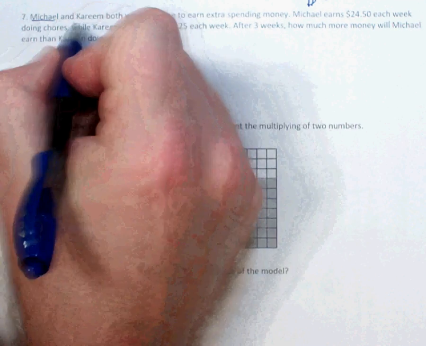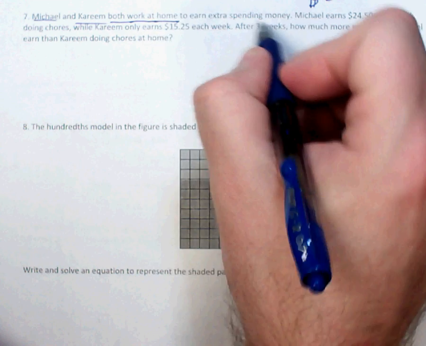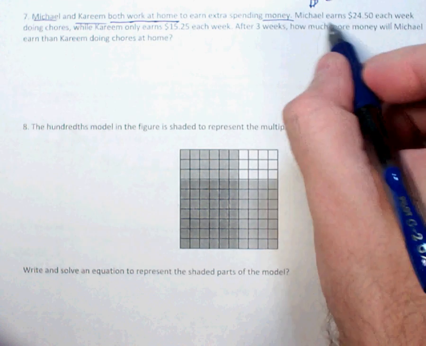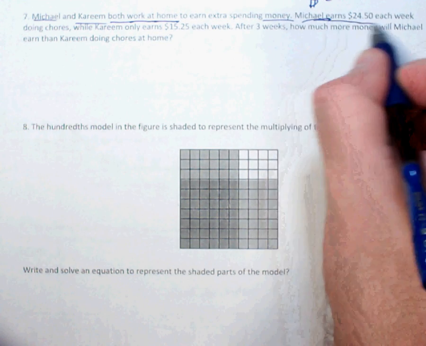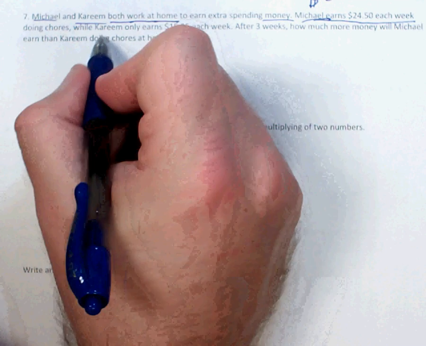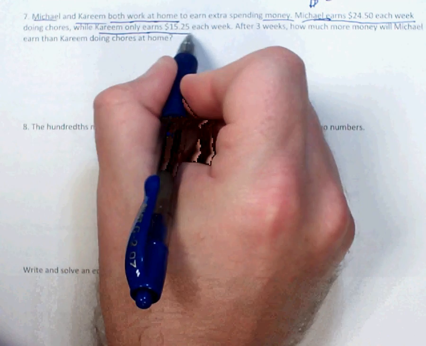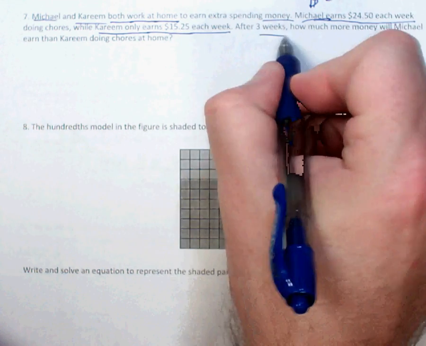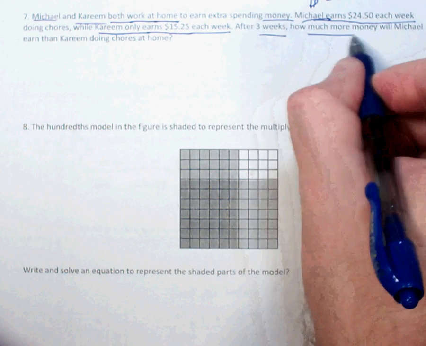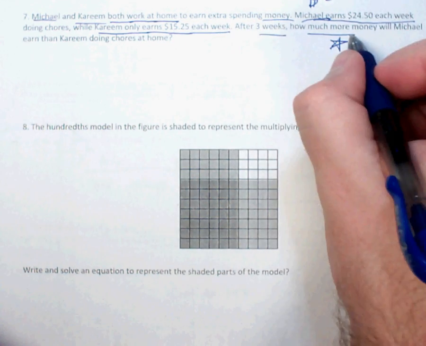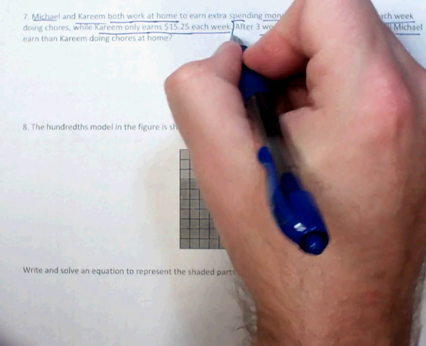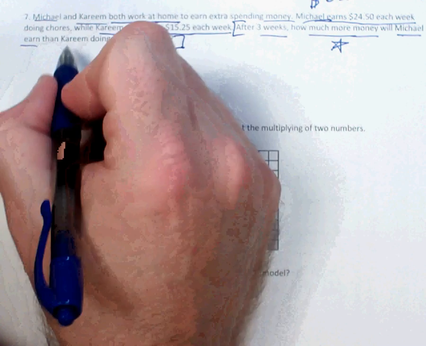Michael and Kareem both work at home to earn extra money. Michael earns $25 each week. Kareem only earns $15.25 each week. After 3 weeks, how much more money will Michael earn than Kareem?